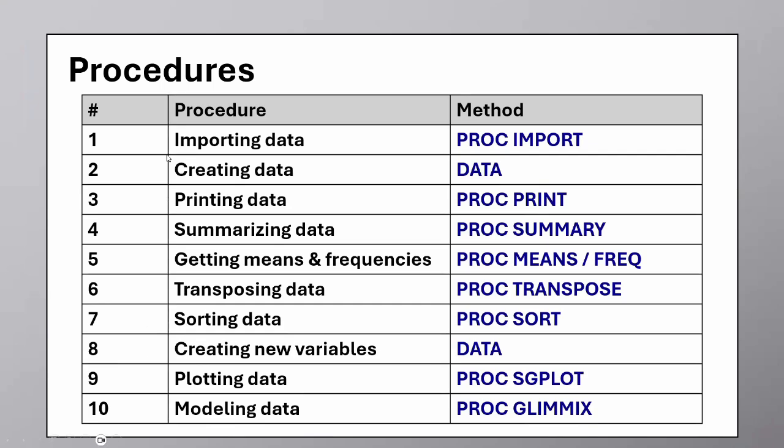The 10 I'm looking at here are importing, creating, and printing data, then summarizing data, then combining two data sets, means and frequencies. So I have room for number 6, transposing data. From there, there's sorting data, creating new variables, plotting data, and then finally modeling data. Almost all these methods are procedures, so proc followed by the name, though a couple are data steps, so the creating data and creating new variables. So let's dive into what that looks like, and then we'll finish up with some real examples with a toy data set I have.